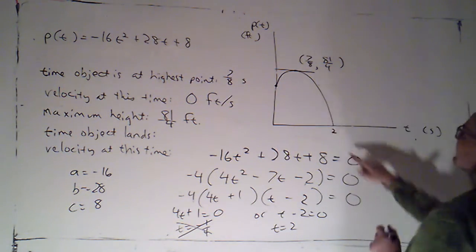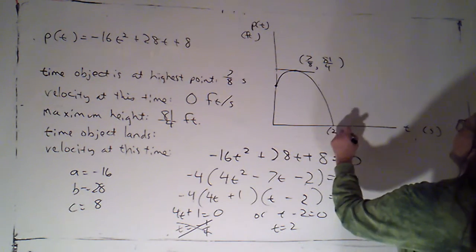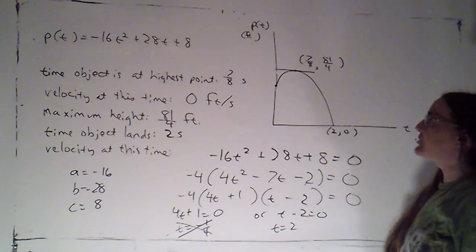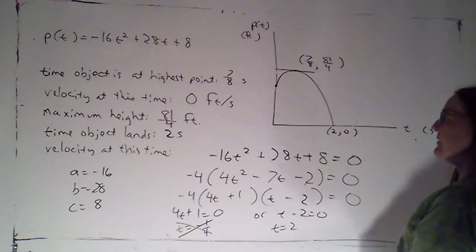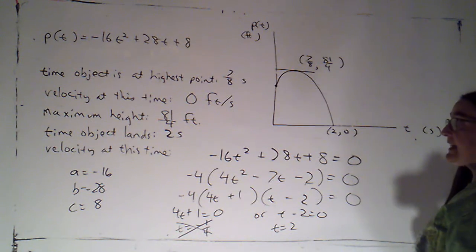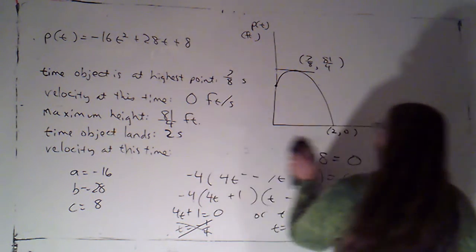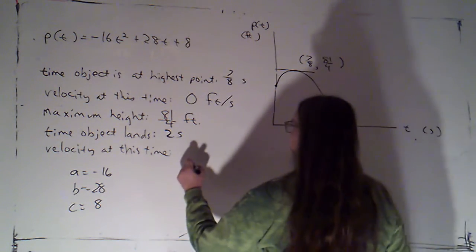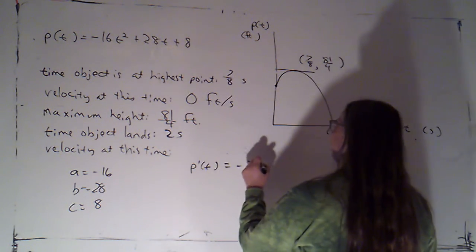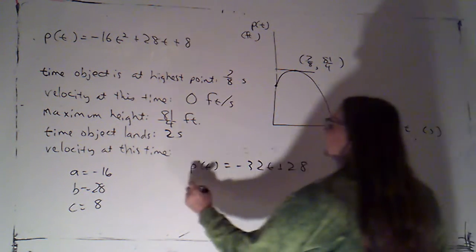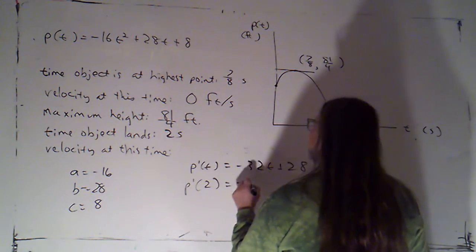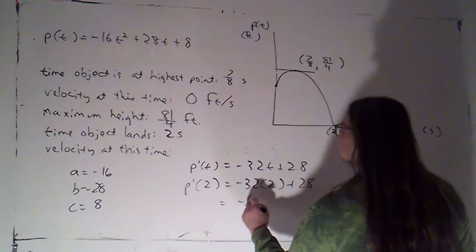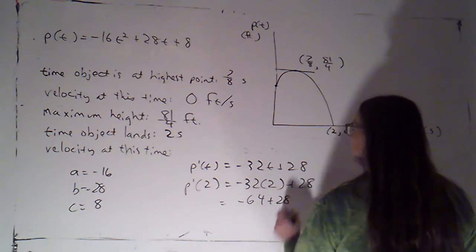Okay. So at time 2, the height is 0. That's when we land. So it's going to land 2 seconds after we throw it up into the air. And then if we want to find the velocity at that time, we're simply plugging 2 into the formula for the velocity. Now I've erased that, but p prime of t was negative 32t plus 28. So p prime of 2 will be negative 32 times 2 plus 28. That's going to be negative 64 plus 28.